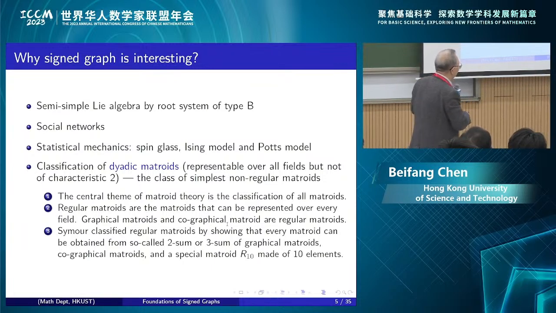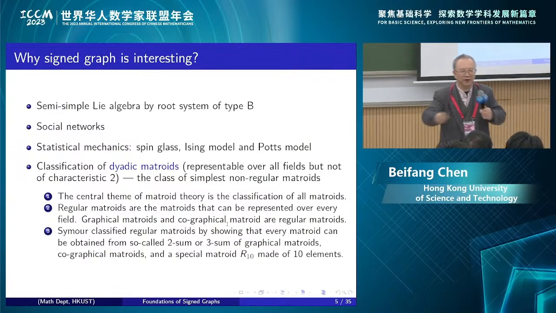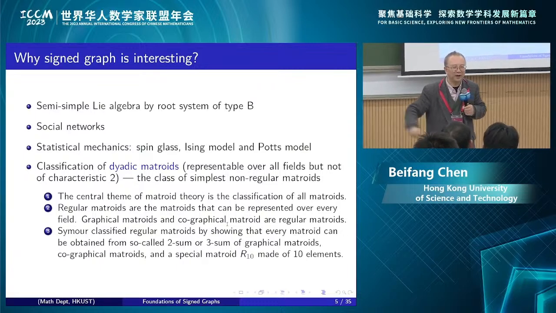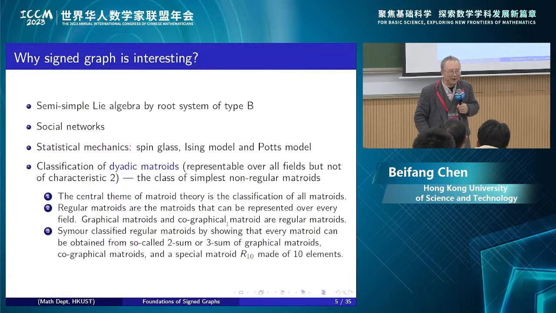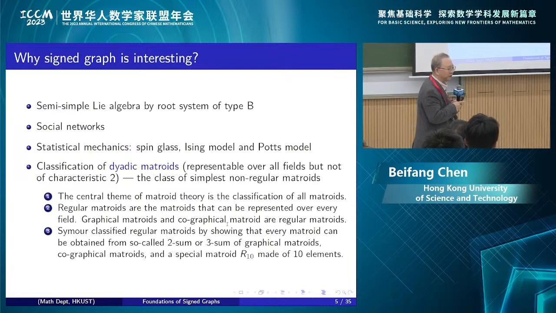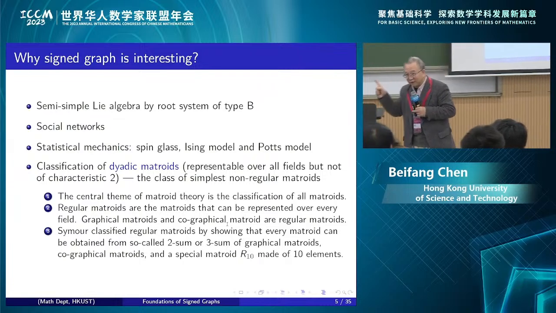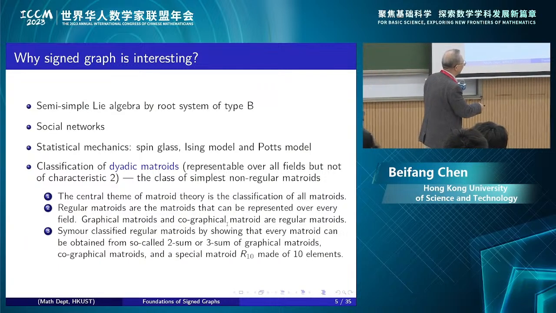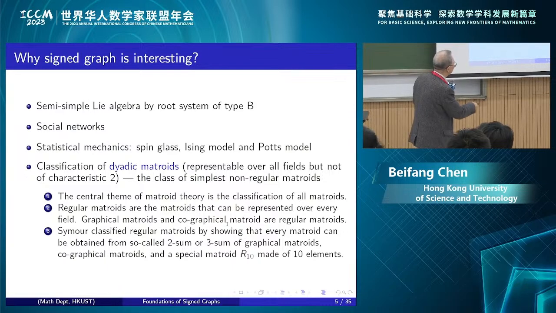And they defined what is called a 2-sum and a 3-sum, similar to a connected sum in topology. You don't need to know what that is; there's no time to present it. Regular matroids can be built up by taking 2-sums or 3-sums of graphic and cographic matroids, plus a special matroid called R10, which has only 10 elements. That's the classification.